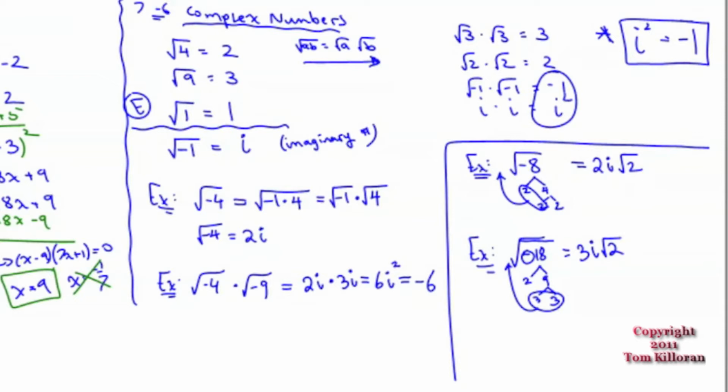Now be careful. I've seen people take that negative and just bring the negative out. That is totally not what you want to do. When you see a negative under a square root, it has to come out as i. All right, what about this one?